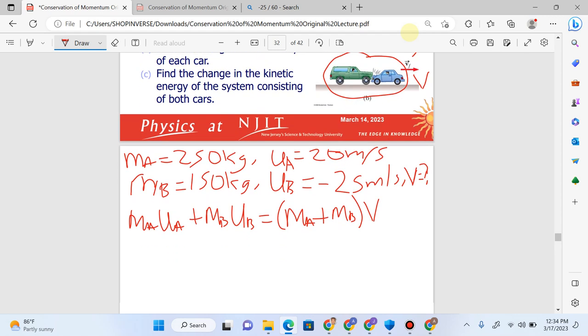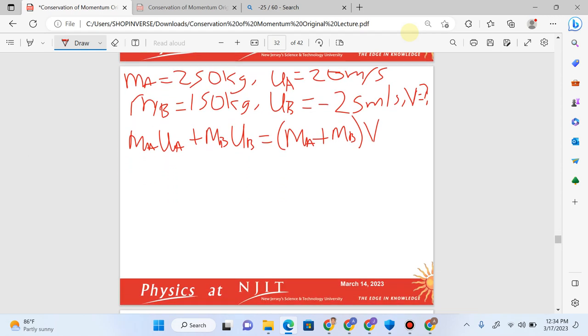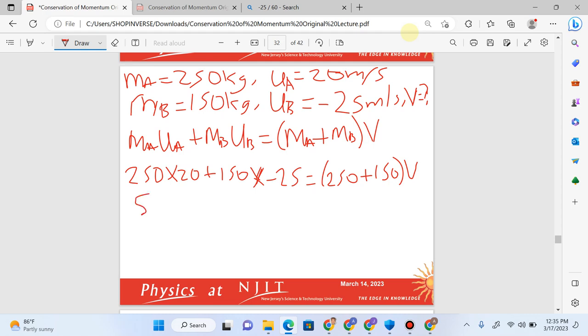Okay? Now let's substitute these values into this equation. MA is 250, so we have 250 times UA. UA is 20, plus MB. MB is 150 times UB. UB is minus 25, equals MA is 250 plus MB is 150, close bracket, times V. What does that mean? 250 times 20 will give us 5,000, right? Good.